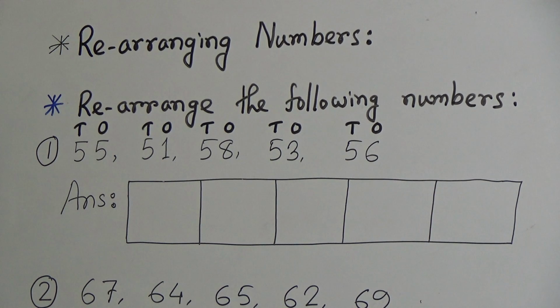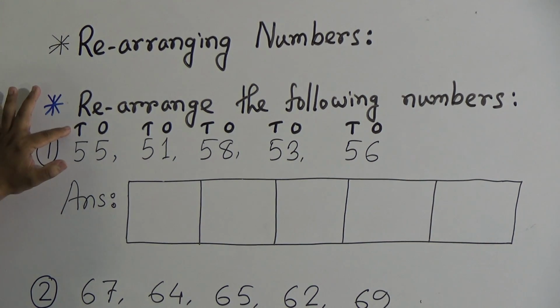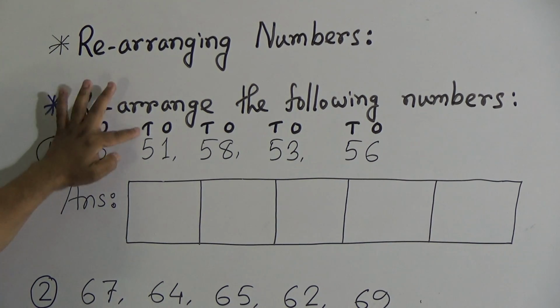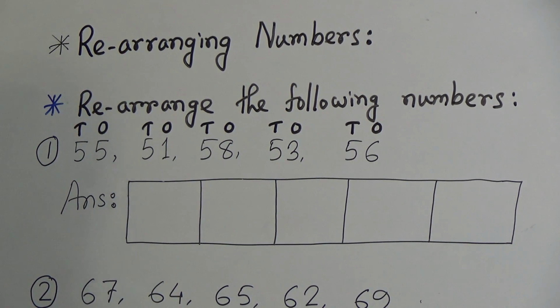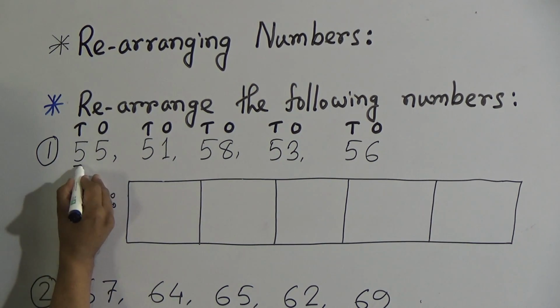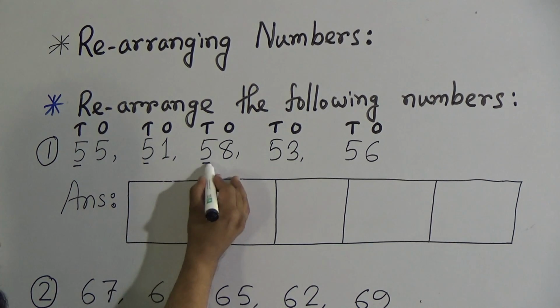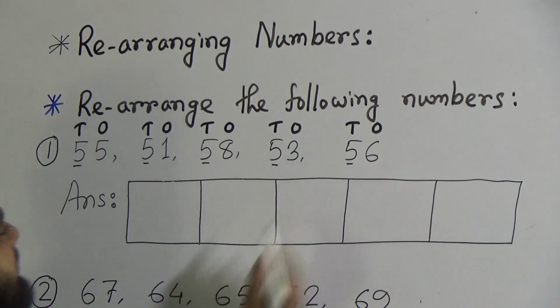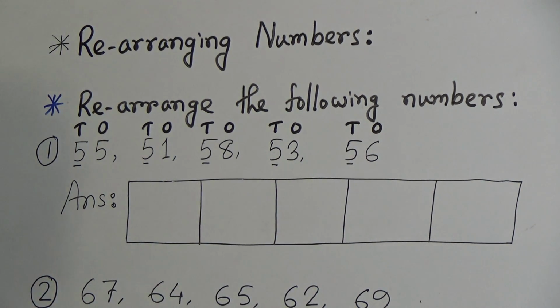Which number has the highest digit in the highest place value? That number is the biggest number. Which number has the smallest digit in the highest place value? That number will be the smallest number. So look at the highest place value. All the numbers' highest place value is 10's. And look, my dear students, all the digits in the highest place value are 5. So we can't determine which one is the smallest one.